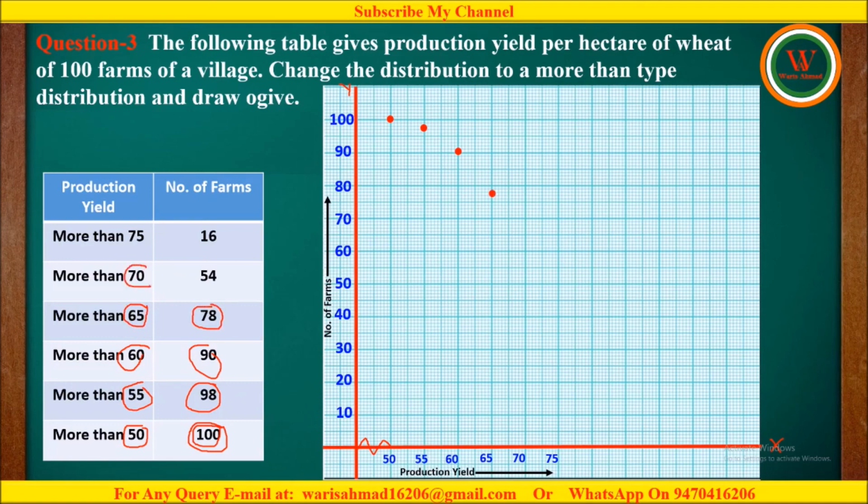Coordinate of the next point is 70 and 54. So the point will exist here. And the coordinate of the last point is 75 and 16. So the point will exist here. After that we have to join all the points, first to second, second to third, third to fourth, fourth to fifth, and fifth to sixth. So this is the final ogive of this question.